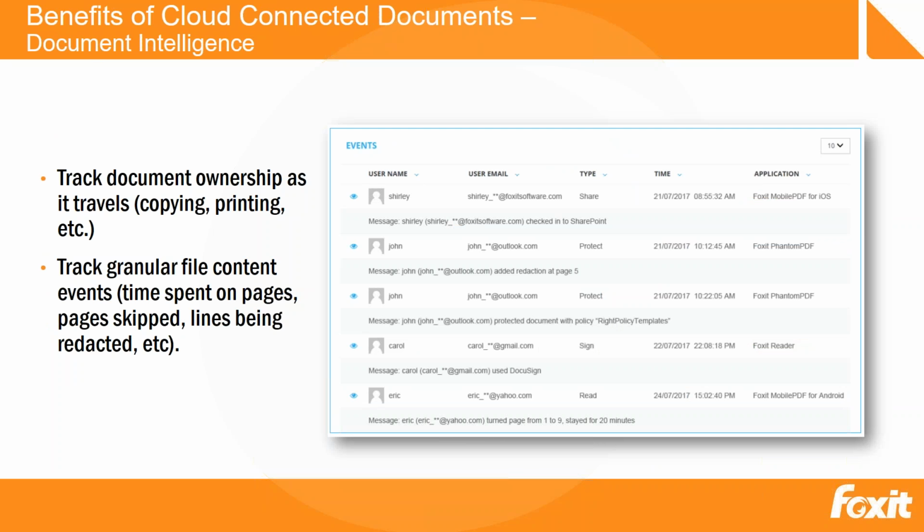So again, we saw in the dashboard that we can actually see what your reader is doing, right? Now we call it document intelligence. You can see that here, Shirley checked it into SharePoint. You can see that John added redaction on page 5. You can see that there was some policy protection done with rights management templates. Somebody used DocuSign to sign the document, right? So there's a lot of great detail here that you will not find really in any other product.